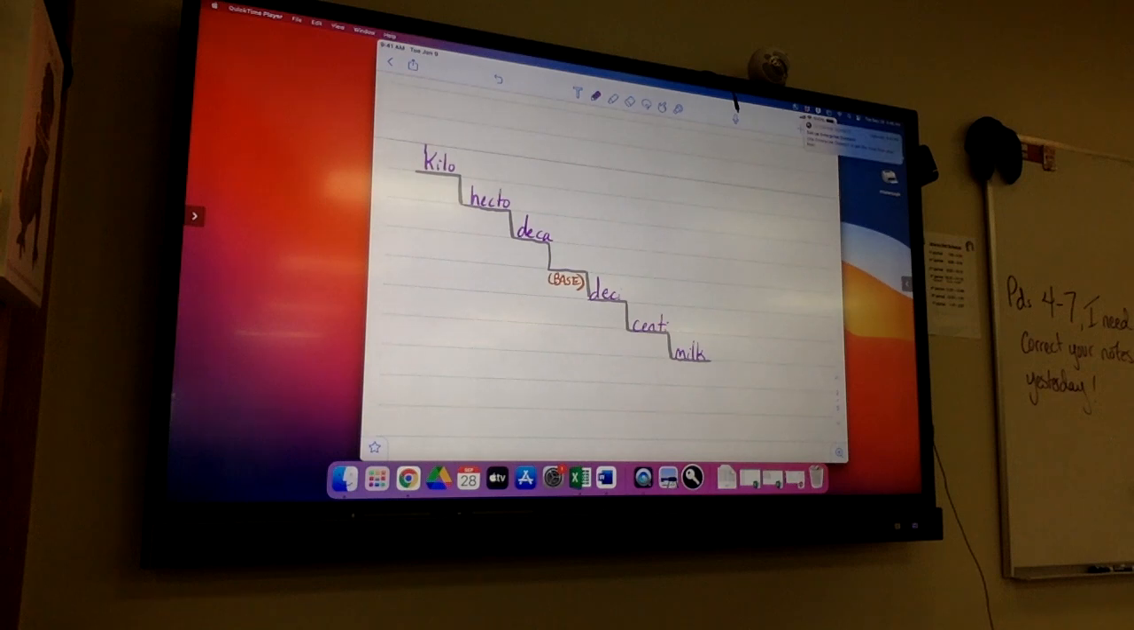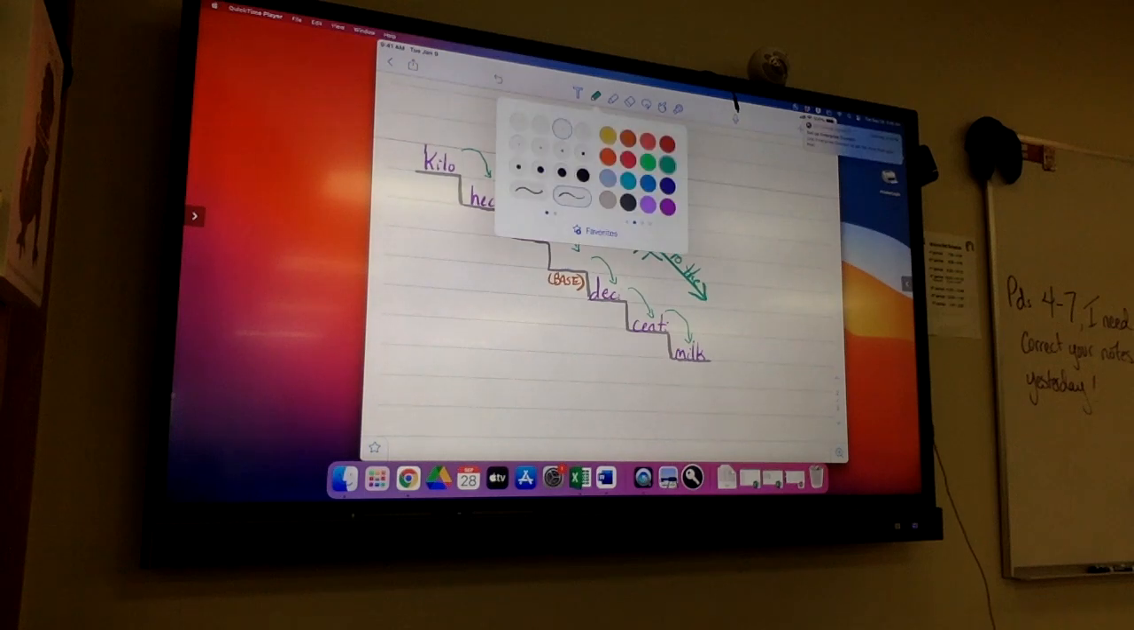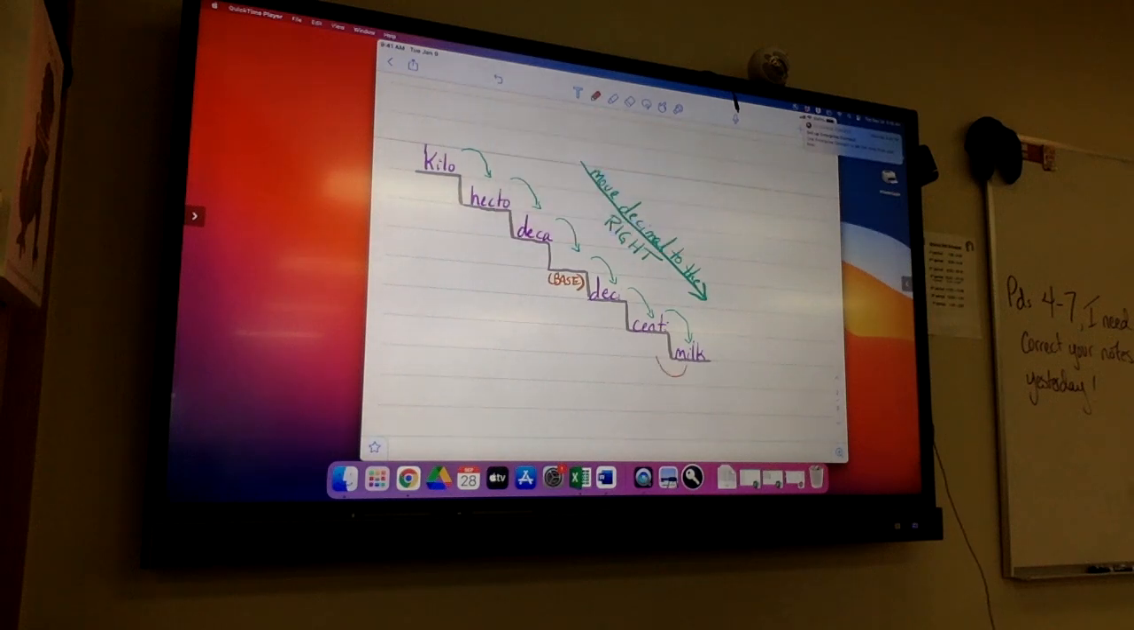So, when you move this way, every time you take a step, so going this way, every time you take a step, you move the decimal to the right. Going the other way. Oh, I wrote milk instead of milli. That's cute.